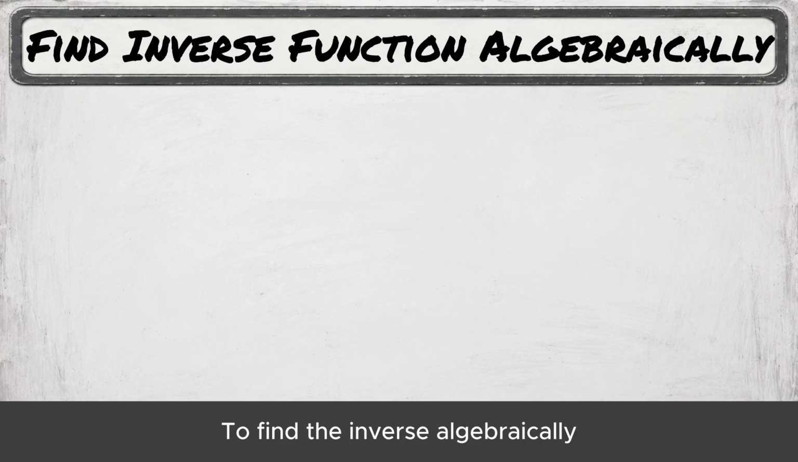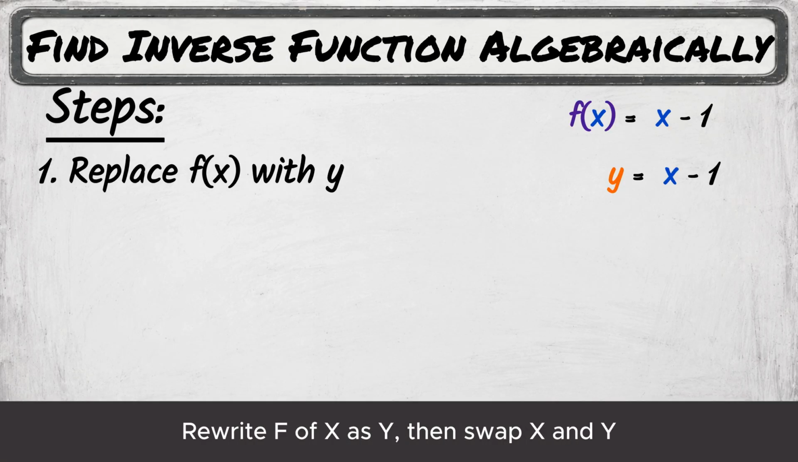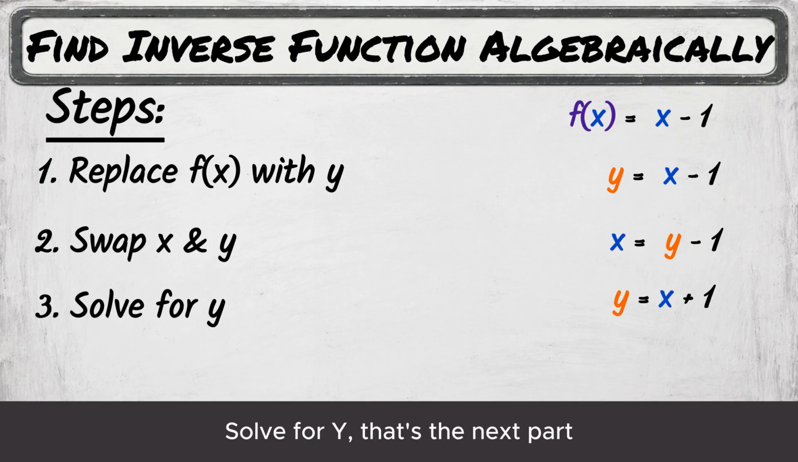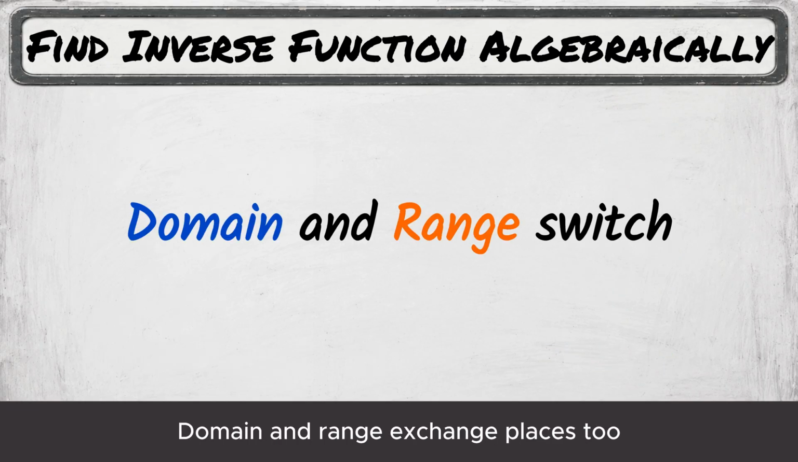To find the inverse algebraically, follow these steps carefully. Rewrite f of x as y, then swap x and y. That's how you try. Solve for y, that's the next part, finding the inverse from the start. Rename it f inverse of x when you're through. Domain and range exchange places too.